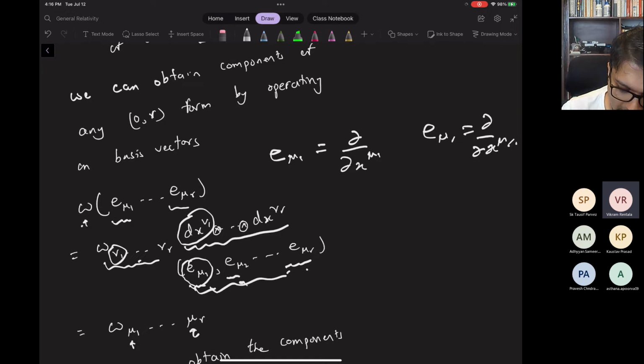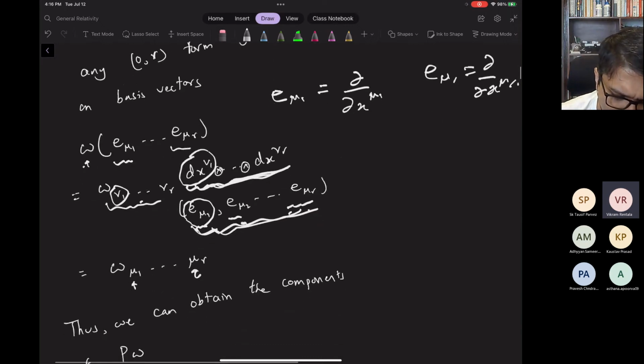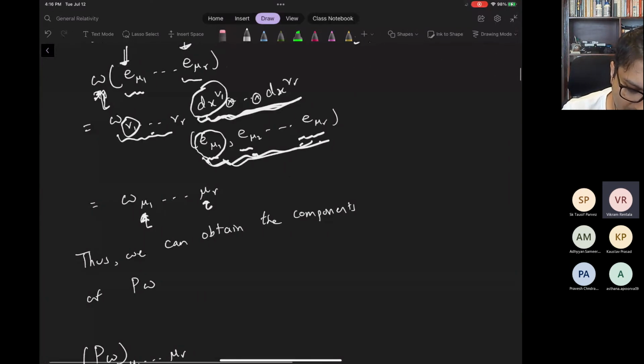So the ordering matters, okay? So you have to be careful about the ordering in general for a 0R tensor. Not every index is equivalent; I can't just swap indices at will. So omega acting on this combination of basis vectors will give me the component omega mu1 through mu r. This is a component of this particular dual tensor.